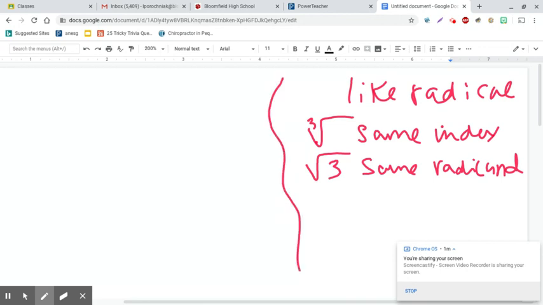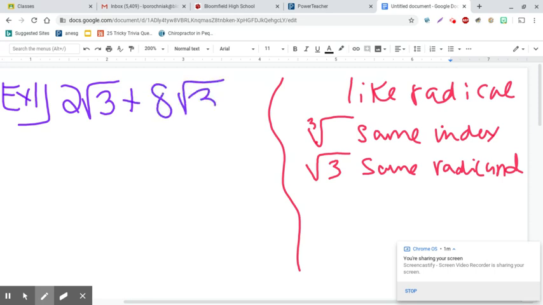Okay. So an example for this would be, okay, 2 radical 3 plus 8 radical 3. All right, guys, do they have the same index? Yes, they do, right? This is the square root. This is the square root. When there's nothing there, guys, it's an invisible 2. So the index is the same. We're good. Now, do they have the same radicand? This is a radical 3. Is that also a radical 3? Yes. So now we can actually add them.